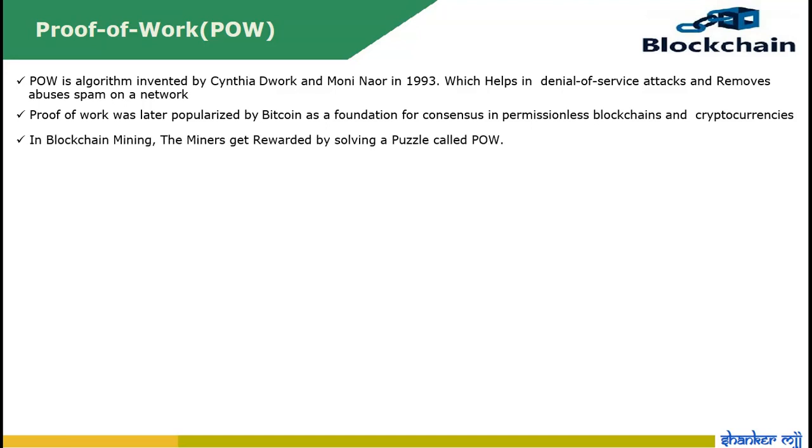In blockchain mining, the miners get rewarded by solving a puzzle called proof of work. Using the proof of work, they resolve the problem called double spending. So what is double spending?